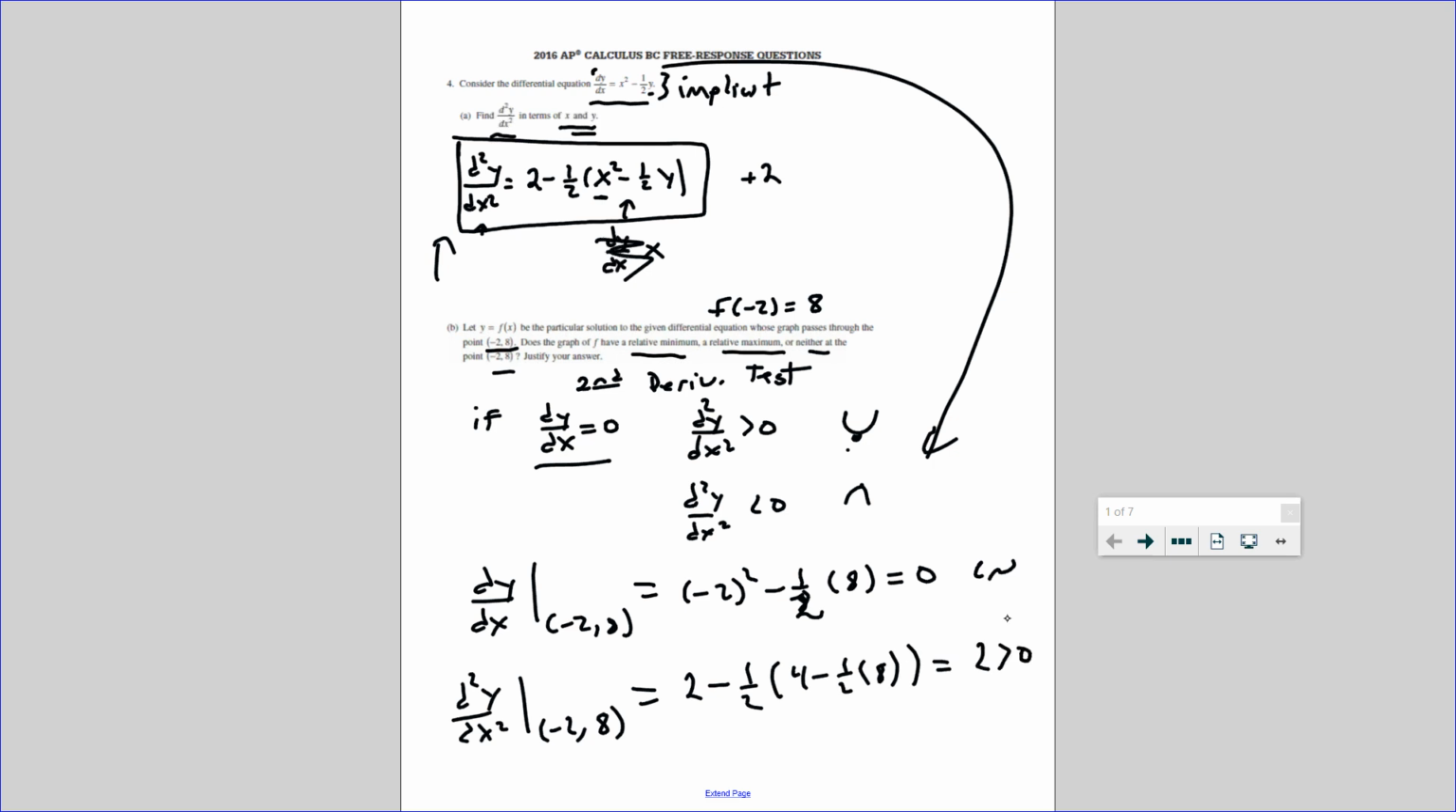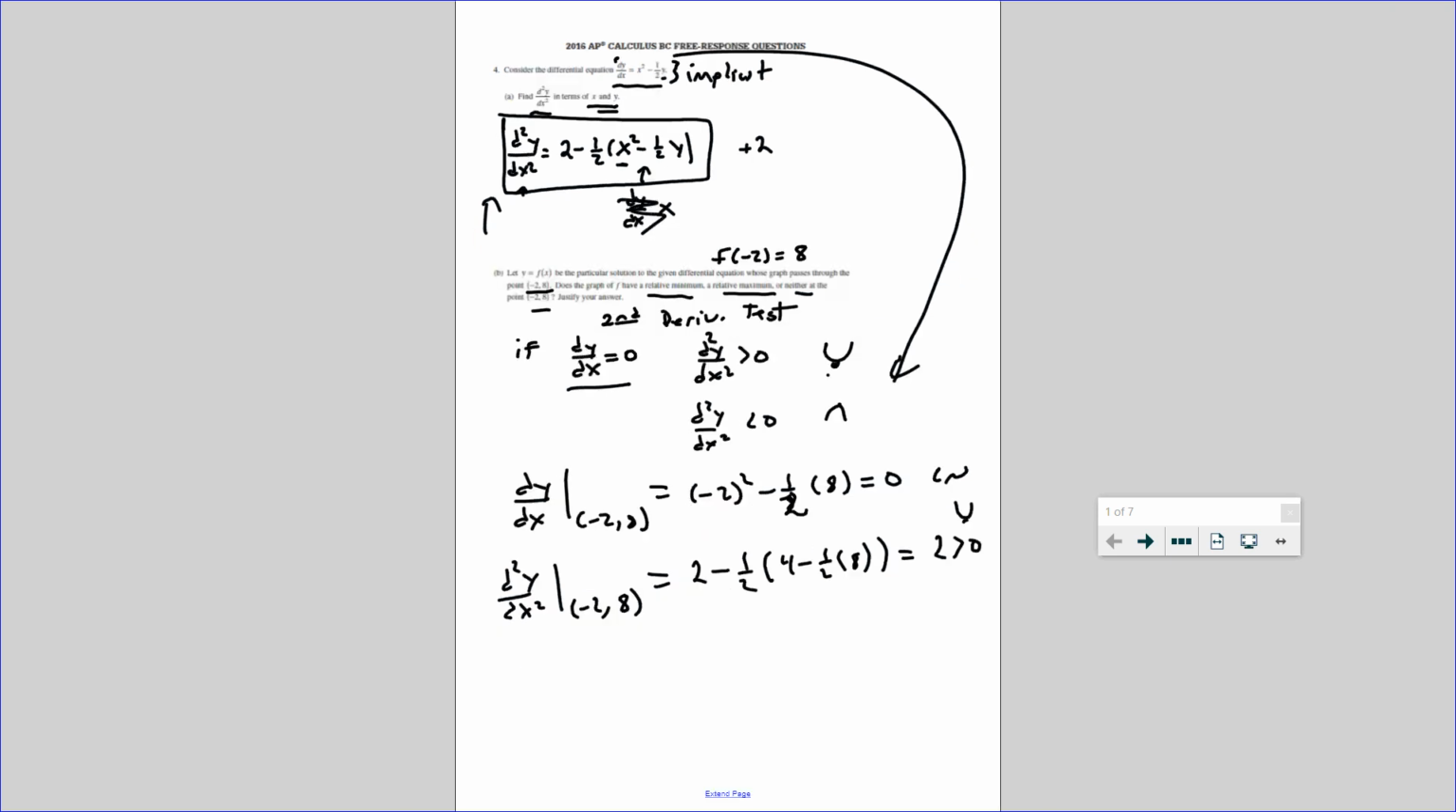Well, that is telling us that the function is concave up. And because the function is concave up, this is a relative minimum. So we can say that f of -2 is a relative minimum because the second derivative is greater than 0. And that's your answer.